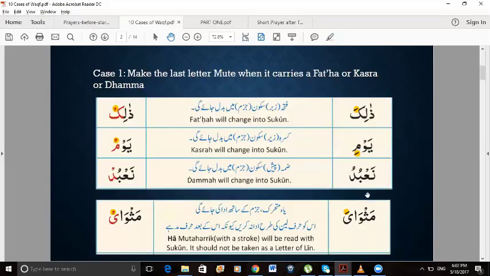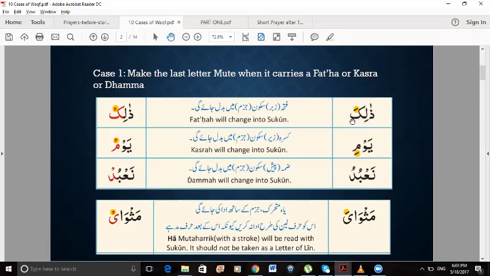The first case, which can be seen over here, says: make the last letter mute when it carries a fatha or kasra or dhamma. What this means is that when you find a pausing sign or a stopping sign, and you know that you have to pause or stop, you look at the last letter of the word. In this example, the last letter is kaf.